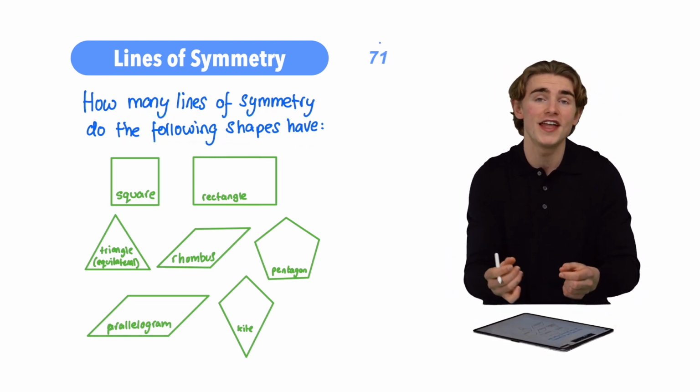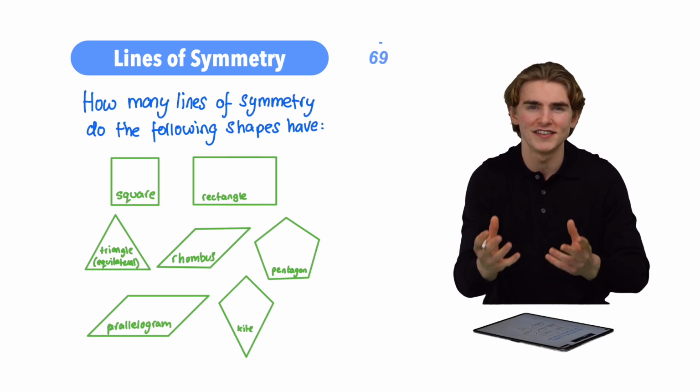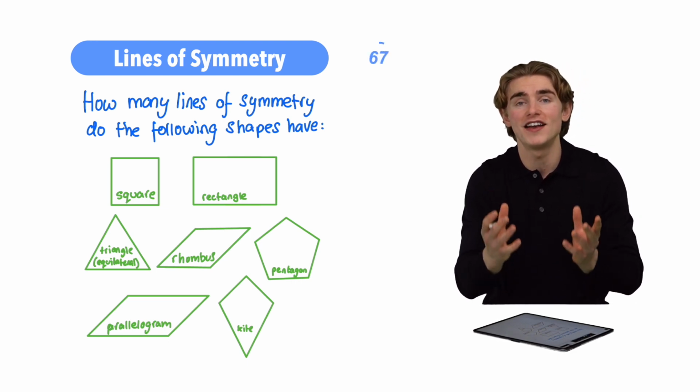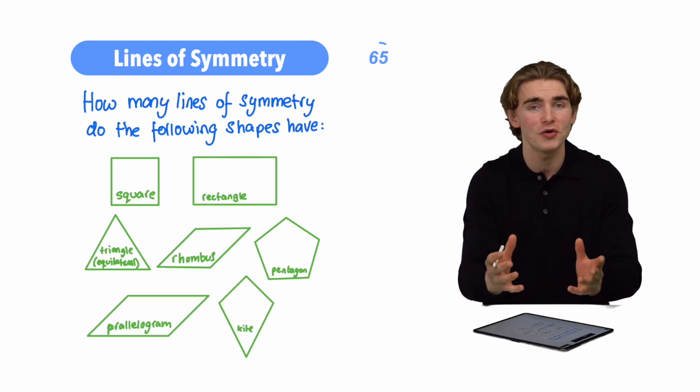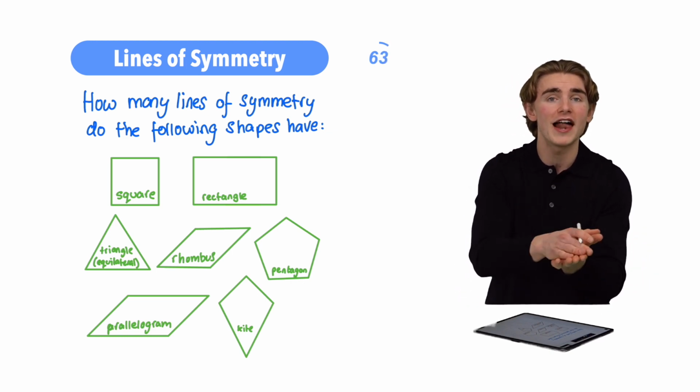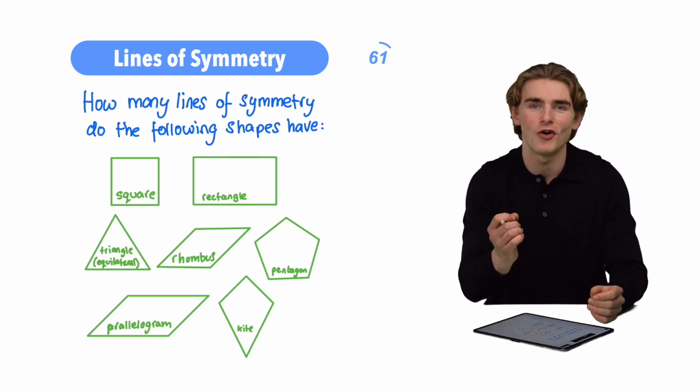Now, a line of symmetry is going to be a mirror line. Essentially, it's going to be a line which divides our shape exactly in half, so that if we folded our shape over that line, it would fold exactly onto itself.